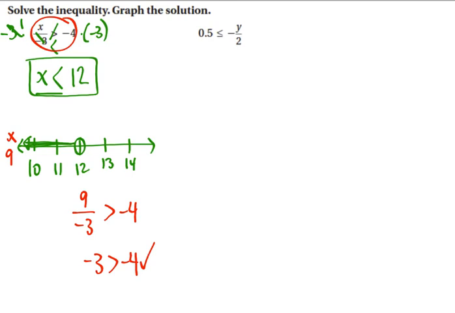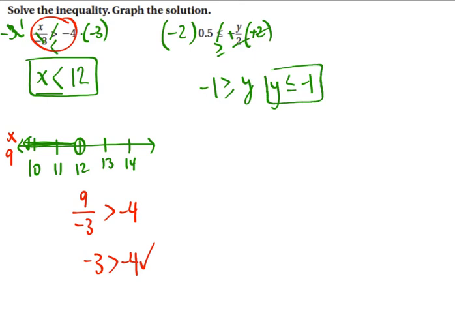0.5 is less than or equal to negative y divided by 2. We need to multiply both sides by negative 2. Remember, when you multiply by a negative, you need to immediately switch the sign. Negative 2 times 0.5 is negative 1. And we get y on the other side. I'm going to reverse that so that the y comes first. It's just a little bit better if you do.